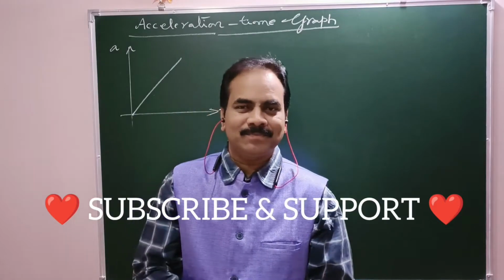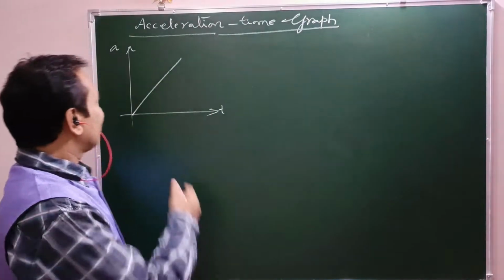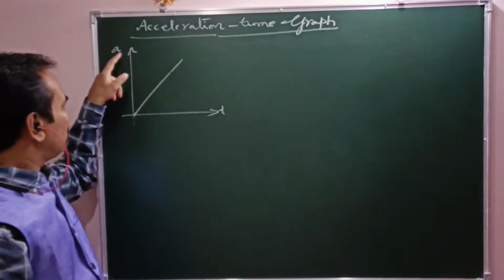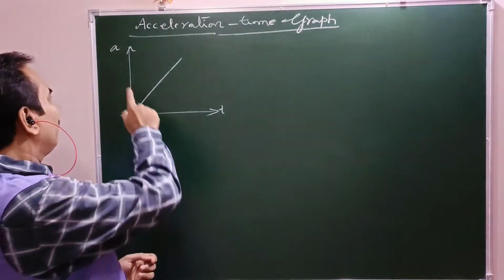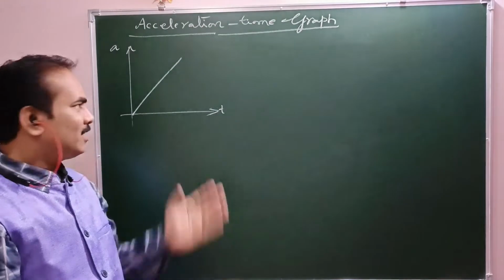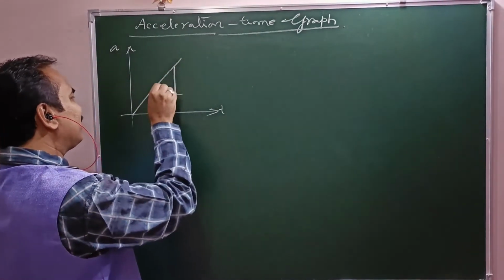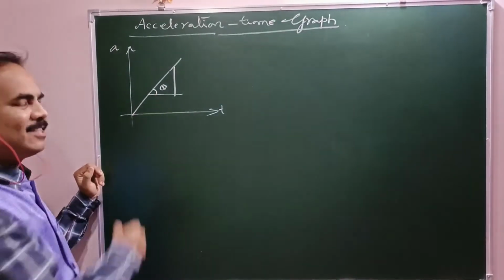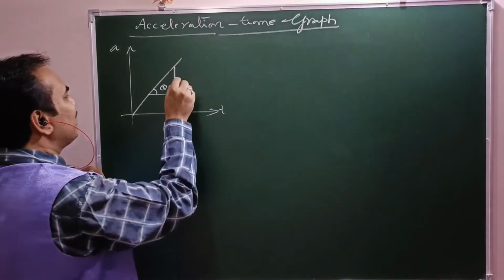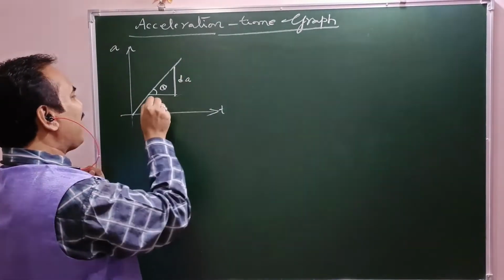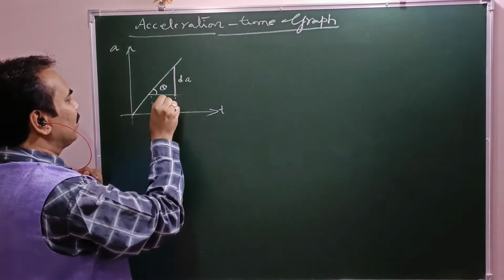Now let us see the graph between acceleration and time. Here, acceleration is taken along the y-axis and time along the x-axis. The variation of a with time is as shown, a straight line. If I find the slope somewhere here, say theta, what is that theta? The slope angle. What is the opposite side? That is the change in acceleration, dA. What is the adjacent side? That is the interval, dt.